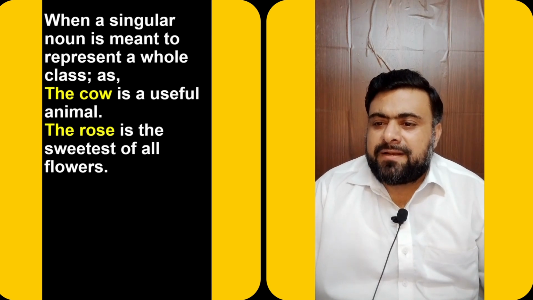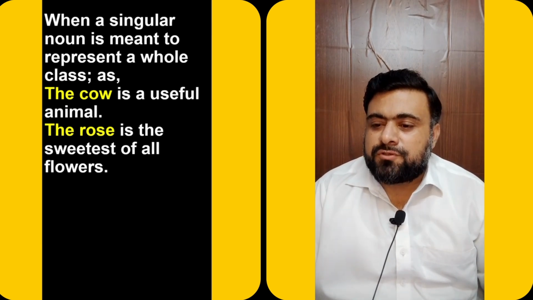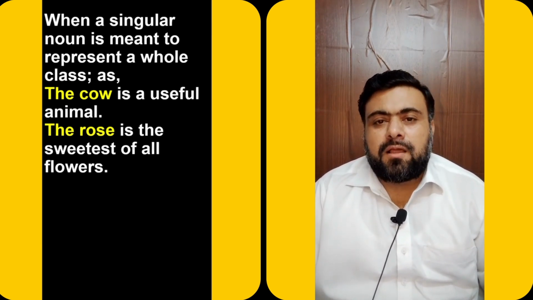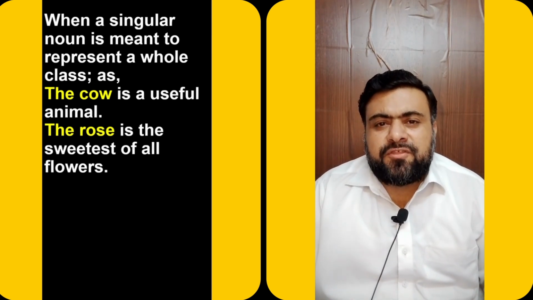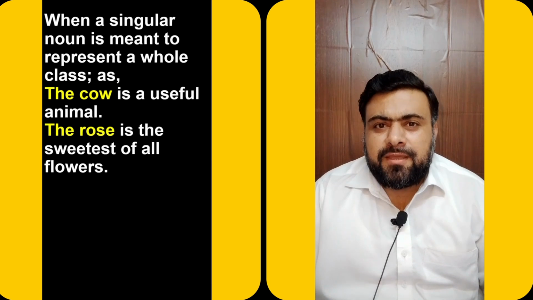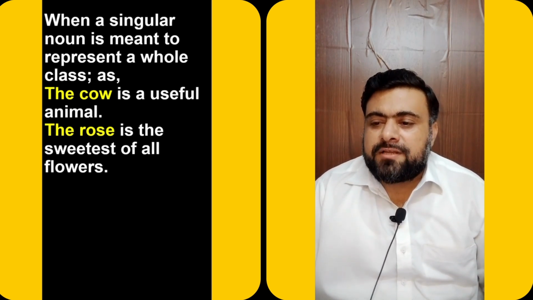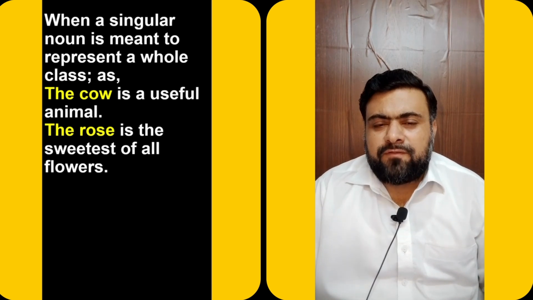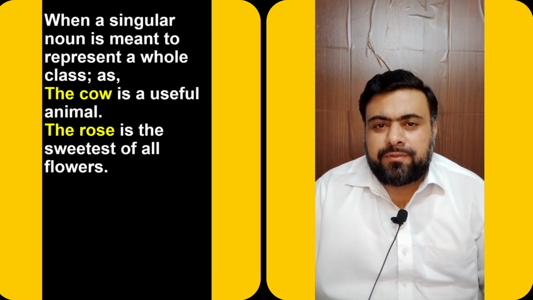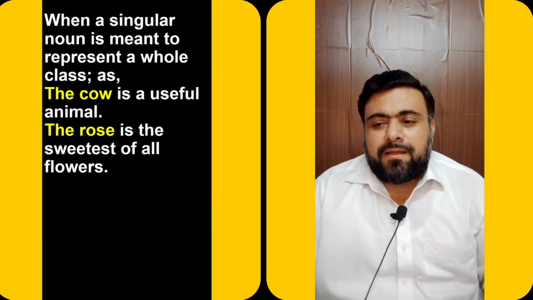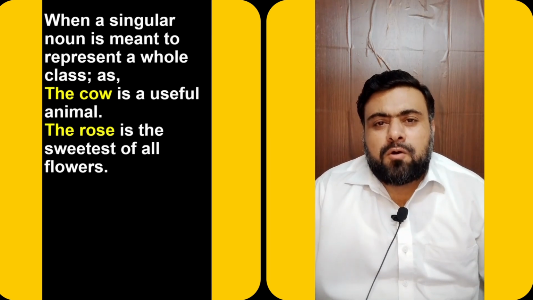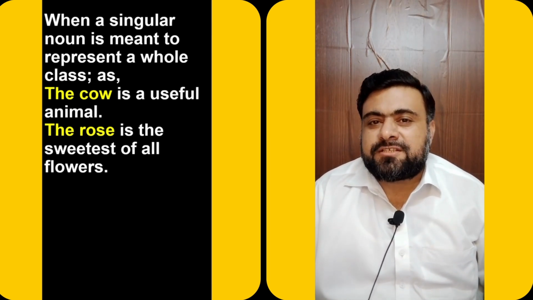Another use of the definite article: when a singular noun is meant to represent a whole class. The cow is a useful animal. The rose is the sweetest of all flowers. When we intend to represent a whole class by a singular noun, we use the definite article the with that noun. For example, the cow is a useful animal. Over here, we have used a singular noun, cow. But by using the with the cow, we are representing the whole class of cows with this singular noun.